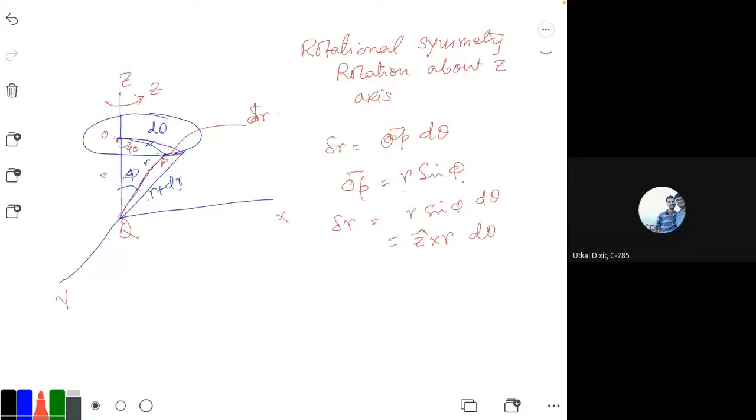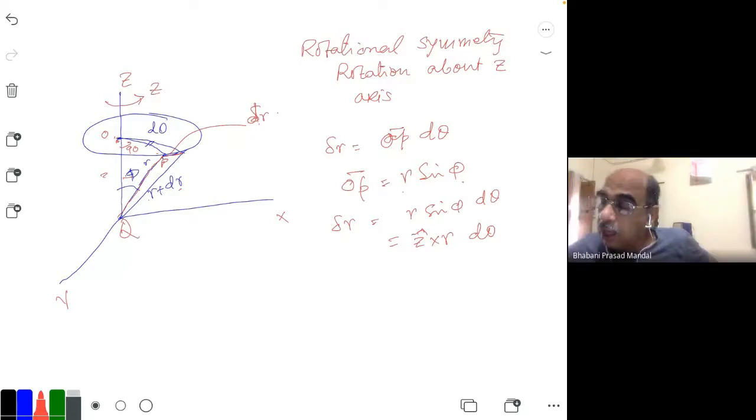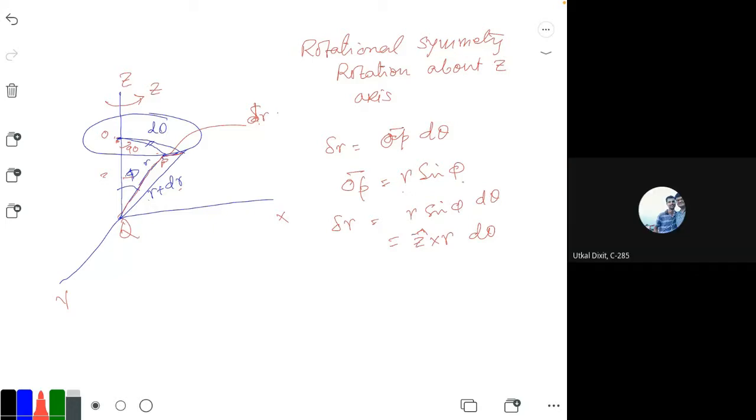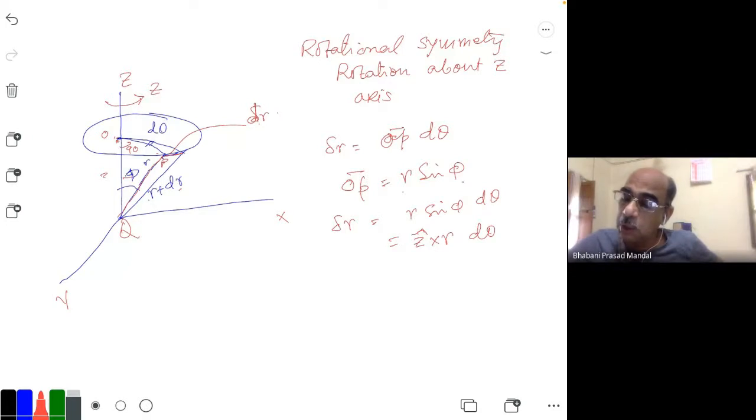Sir, is angle QOP 90 degrees? Angle QOP is 90 degrees, yes, because this whole circle is perpendicular to the z axis. That I explained. This is a two-dimensional figure, but the whole circle is perpendicular to that. Okay, so this is z cross r.